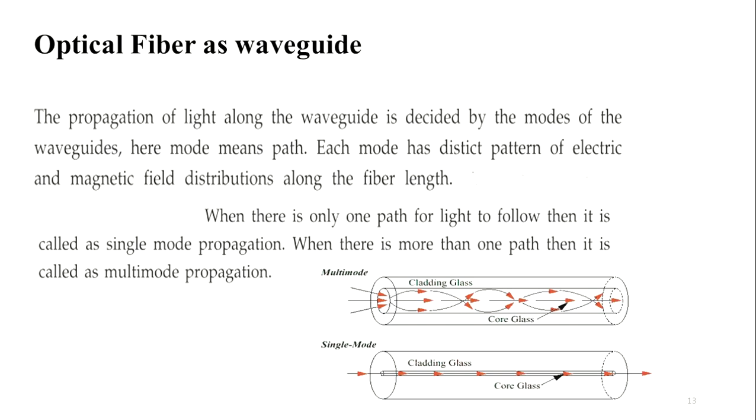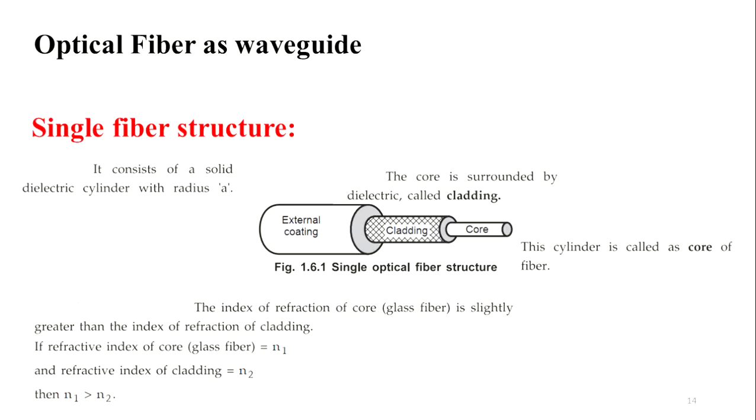Basically, we can classify the fiber based on the mode. We can classify into two types, that is single mode and multi-mode. Single mode is the one in which only one light path for the signal is allowed, whereas multi-mode means there are multiple paths available from one point to another point through the fiber.